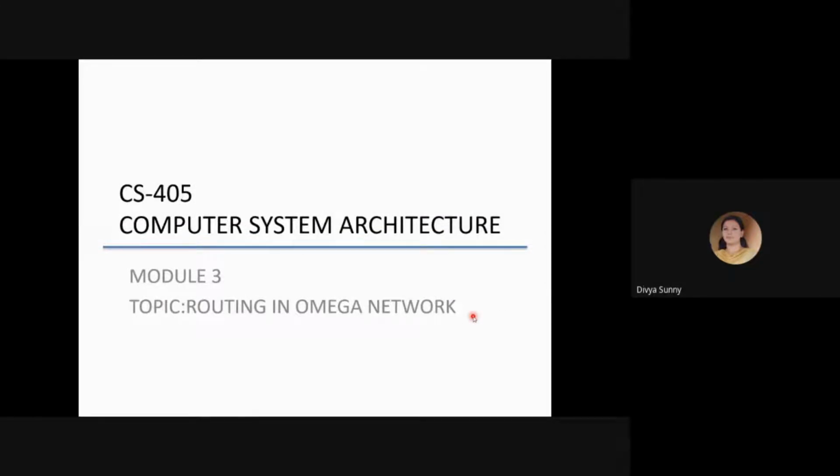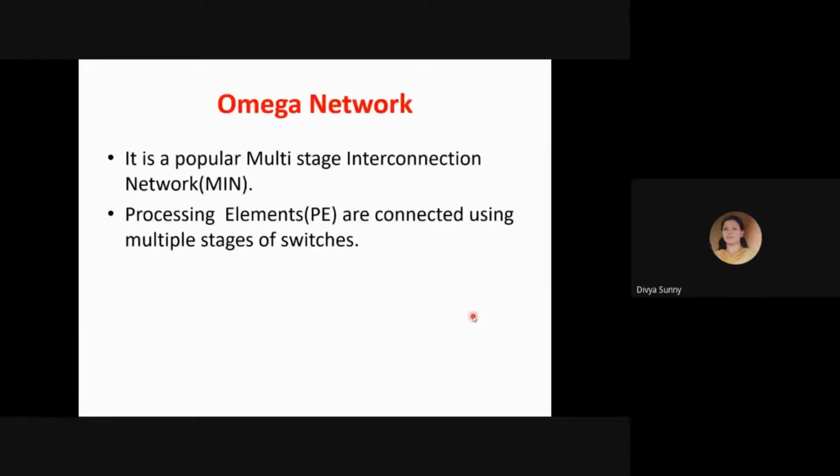Dear students, I am going to discuss routing in Omega network, which comes under the third module of the course CS405 Computer System Architecture. Omega network is a popular multi-stage interconnection network. In a multi-stage interconnection network, the processing elements are connected using multiple stages of switches.